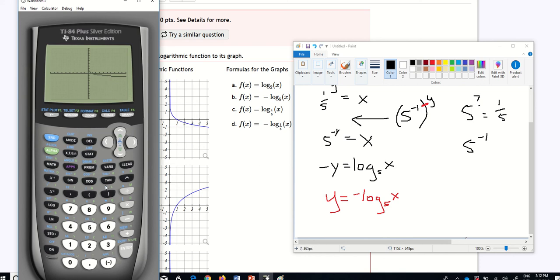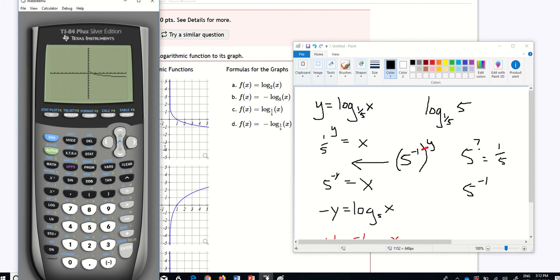So that's a nice way to deal with these if you want to look at them on the calculator when they're not natural log or the common log. You can always just use those change of base formulas and use the natural log to graph them. So hopefully that's helpful. Let me know if you have any questions about this.